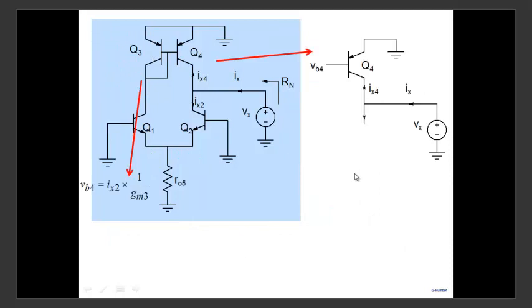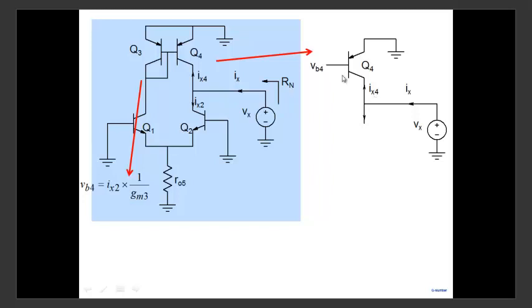Okay, let's look at IX4 now. Note, we have already said what is the voltage at this node: IX2 over 1 over GM3. That voltage we've already developed. So let's focus on Q4. In Q4, there is a voltage attached to the base here, right? And the other thing is ground. And we're not bothering about what is happening down here. So we are only interested in knowing what is IX4. Note, this voltage is VB4. This is ground. And we are asking what is IX4.